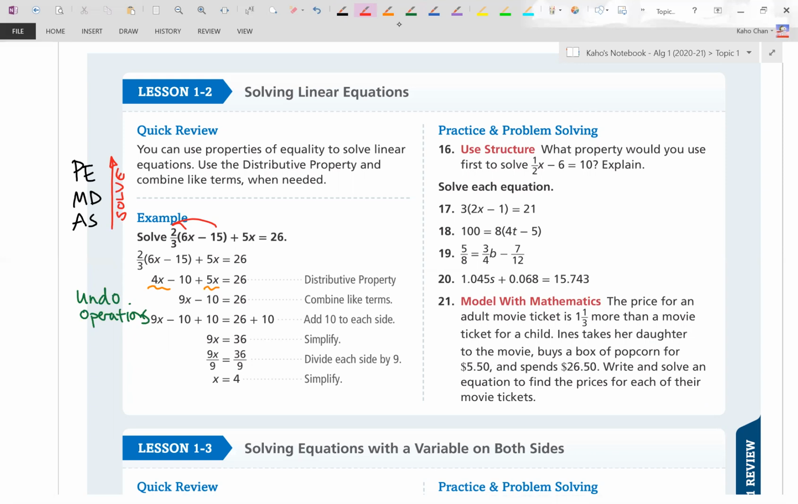Number 16, use the structure. What property would you use first to solve this particular problem, 1/2 x minus 6 equals 10? You want to move the minus 6 to the other side, and we want to add 6 to both sides. That property is called the addition property of equality.